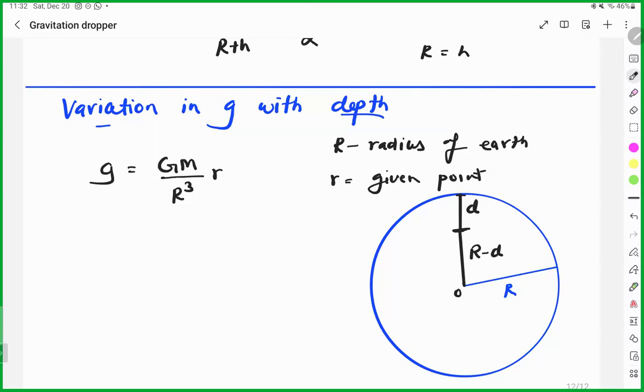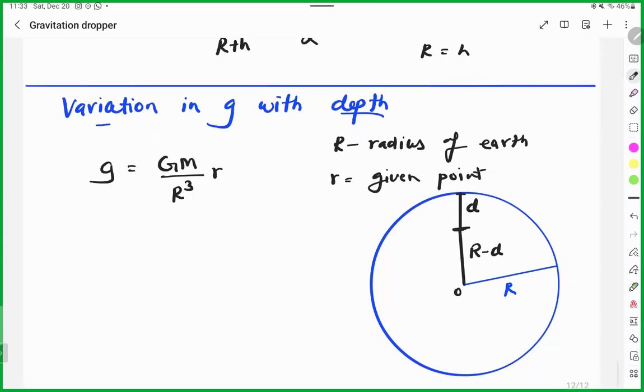Parthia, any doubt? No, sir. Varinder, no, sir. Vandana, no, sir. Sarah, no, sir. Jordan, and Anvita. No, sir. Okay.